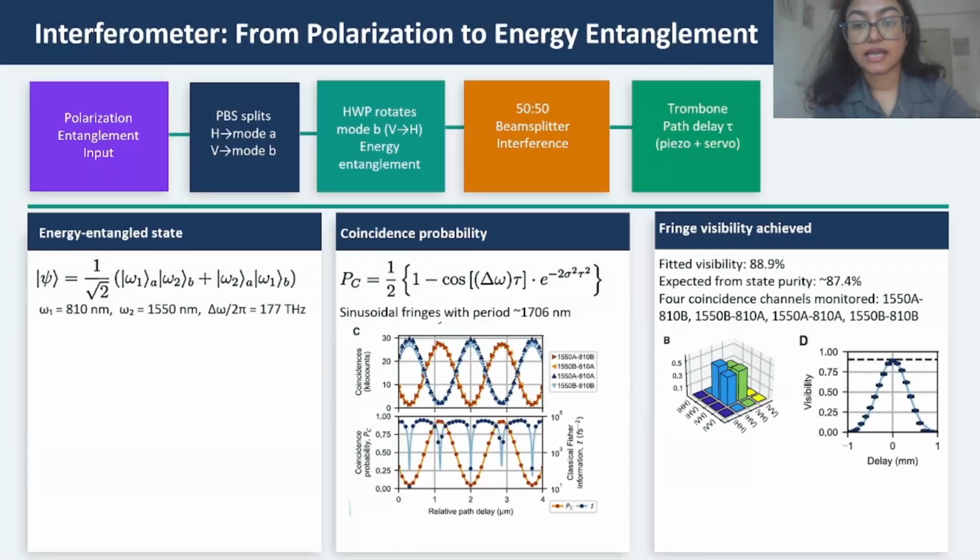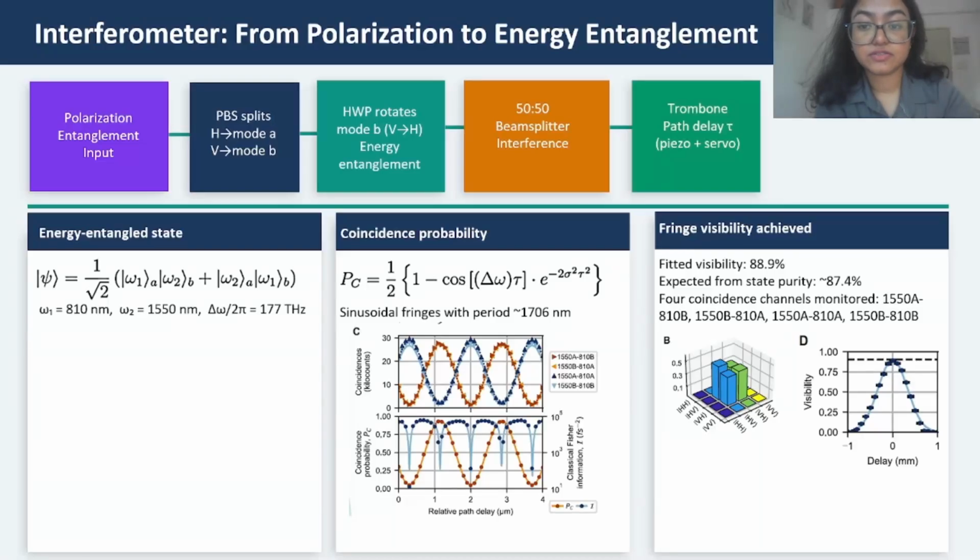These energy entangled photons then impinge on a 50-50 beam splitter and interfere. The relative path delay tau between the two modes is set by an optical trombone, a retroreflector on a piezoelectric nanopositioning stage. This gives nanometer resolution in delay over centimeters of travel, which is important for the dynamic range of the measurement. The observed interference fringes oscillate sinusoidally with a period of 1706 nanometers, precisely what you would expect from a frequency difference of 177 terahertz.